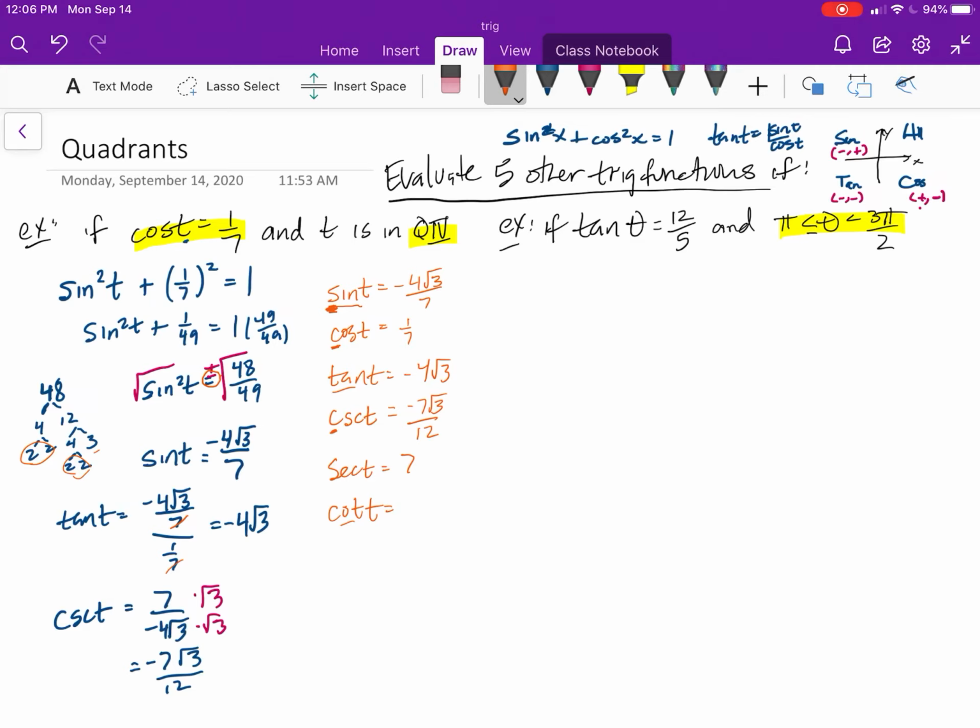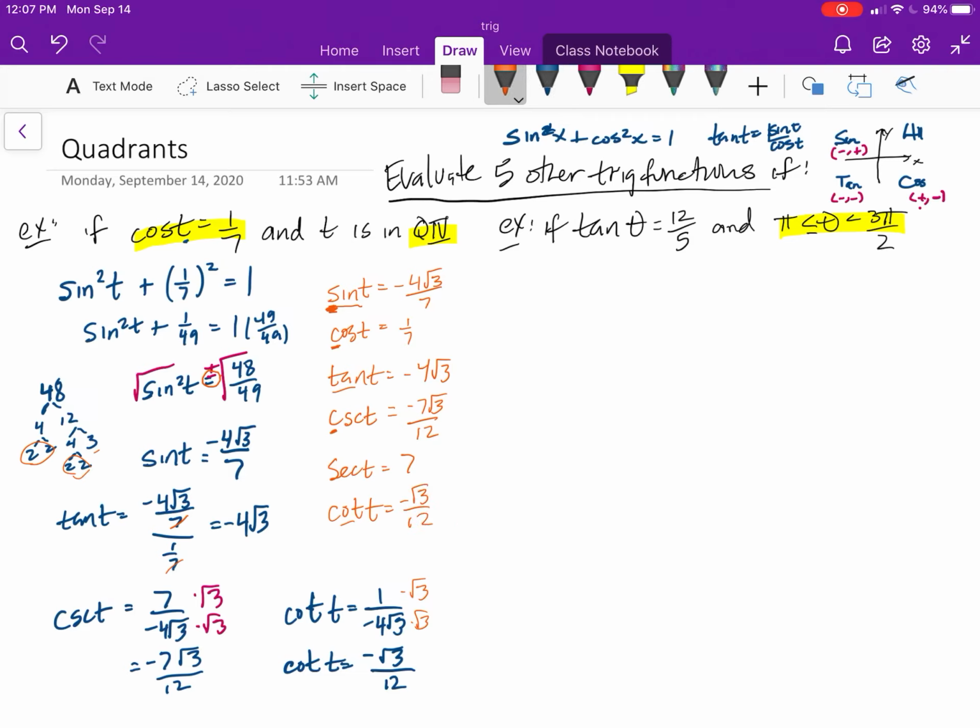Well, we have negative 4 root 3, and if I do the reciprocal of that, my last scratch work here is 1 over negative 4 root 3, but again, we'll have to rationalize, so multiply by root 3. Cotangent of t is root 3, we'll just move the negative to the numerator, and then negative 4 times 3 is 12. So negative root 3 over 12.